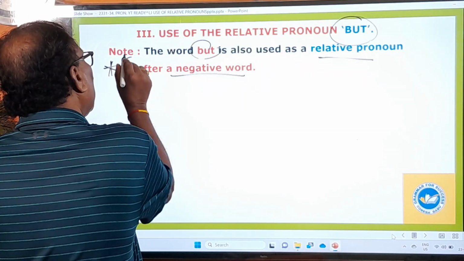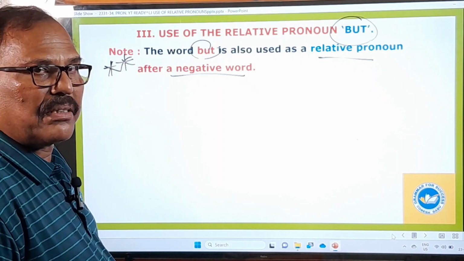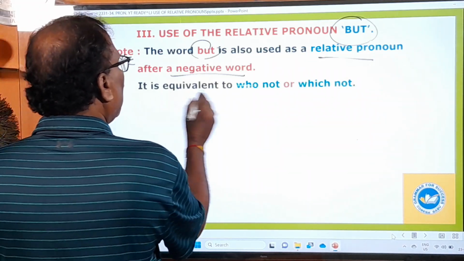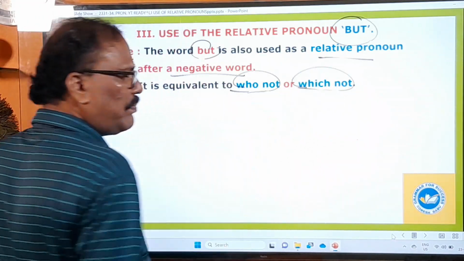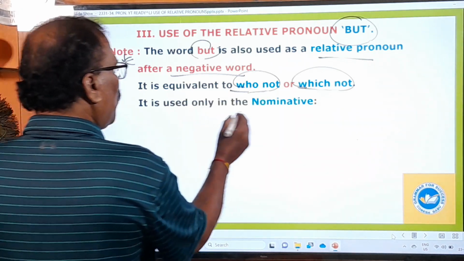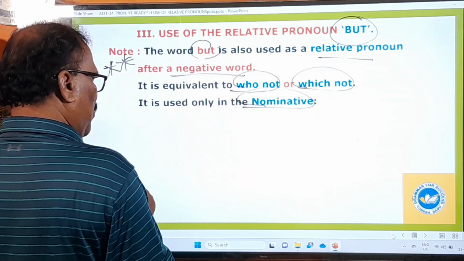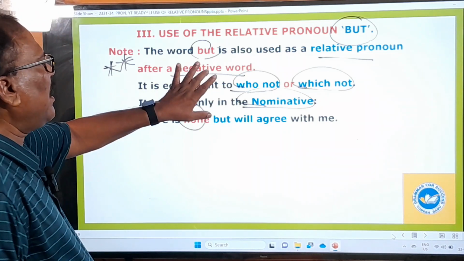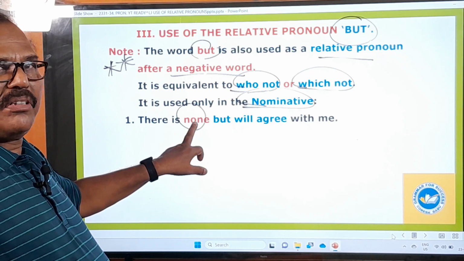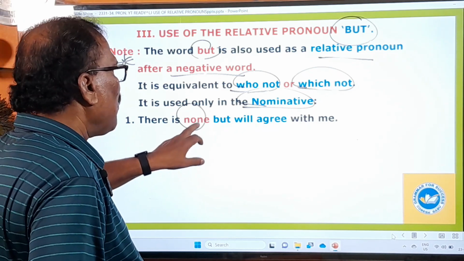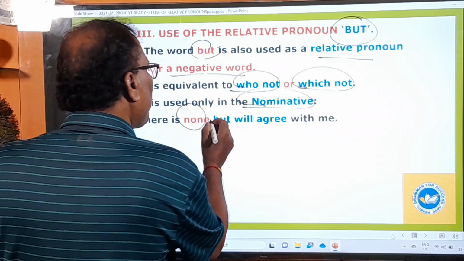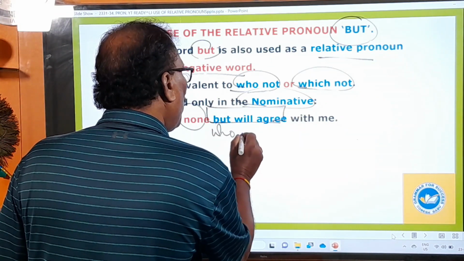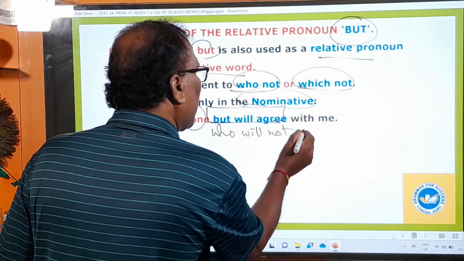Please watch this slide again and again, and you can try to get command of the use of this but. And here you see that it is equivalent to who not and which not. And here it is used only in the nominative, meaning the subjective case only. Here you pay attention. There is none, a negative word. After a negative word, none is a negative word. There is none but will agree with me. But will means what? But will agree. It's a beautiful construction. But will means who will not agree. That is the meaning.